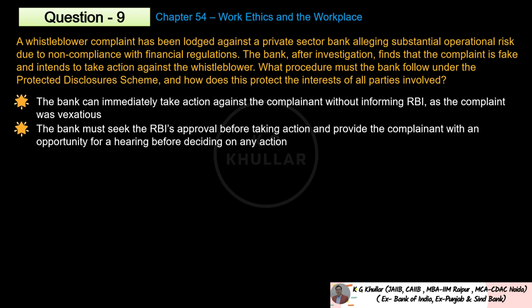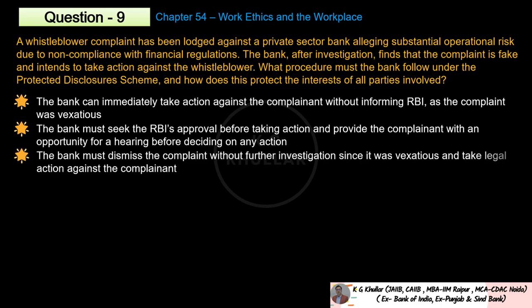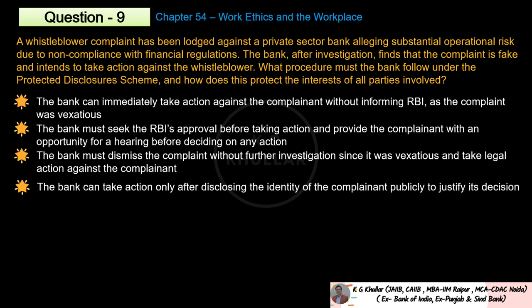Then second, option B is, the bank must seek the RBI's approval before taking action and provide the complainant with an opportunity for a hearing before deciding on any action. Then third, option C is, the bank must dismiss the complaint without further investigation since it was vexatious and take legal action against the complainant. And last, option D is, the bank can take action only after disclosing the identity of the complainant publicly to justify its decision.